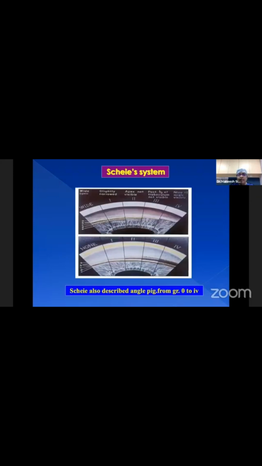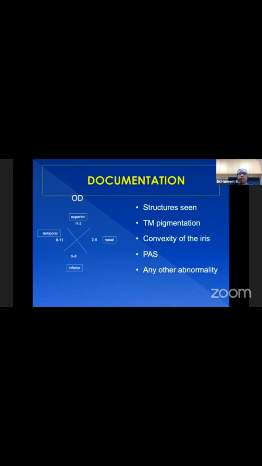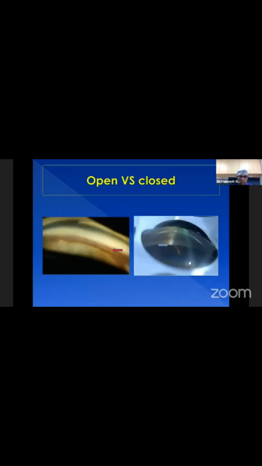I won't go into detail of these structures. Coming to grading, I think there are a lot of grading schemes available, but what is important is that you just write the structure visible in each quadrant before and after compression, and any other obvious abnormality which you can see. Quickly about some clinical examples, you can see all the structures are visible here. So this is an open angle, this is a closed angle. You can see the corneal wedge is just meeting at the edge of the iris. None of the structures are visible, so it's a closed angle.